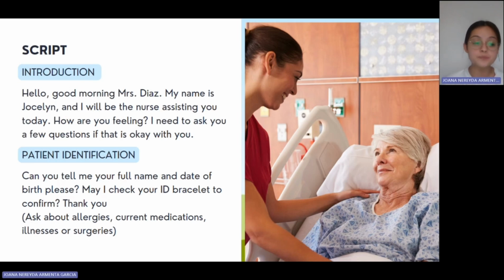Thank you very much. We'll ask about allergies, current medication, illnesses, or surgeries. If we have the chart of the patient with us, we may also check that. But if the allergies, medication, or illnesses are related to the pathology that is making the patient need the urinary catheterization, we have to check it again.